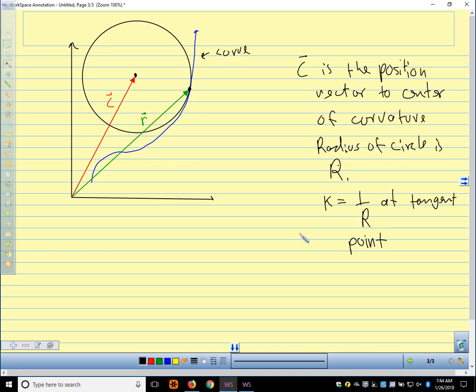At that tangent point, what vector points to the center of the circle? The principal unit normal vector. N points to the center of the circle. So I'm going to draw in my principal unit normal vector here. I'm going to say that's N.